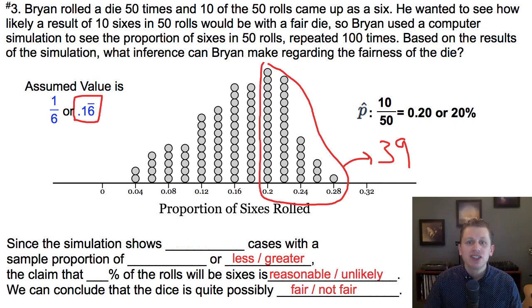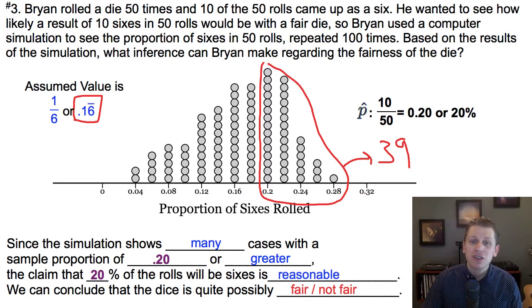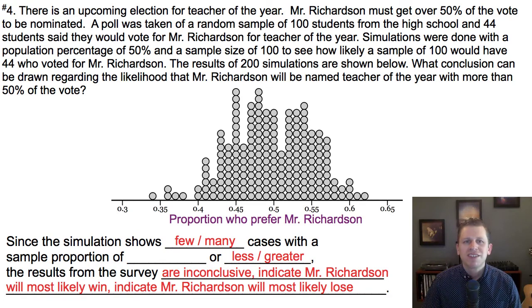So the simulation shows many cases with a sample proportion of 20% or greater. So the claim that 20% of the rolls will be sixes is actually quite reasonable. So we can conclude that the dice is quite possibly fair. Let's try one final example. This question reads as follows.